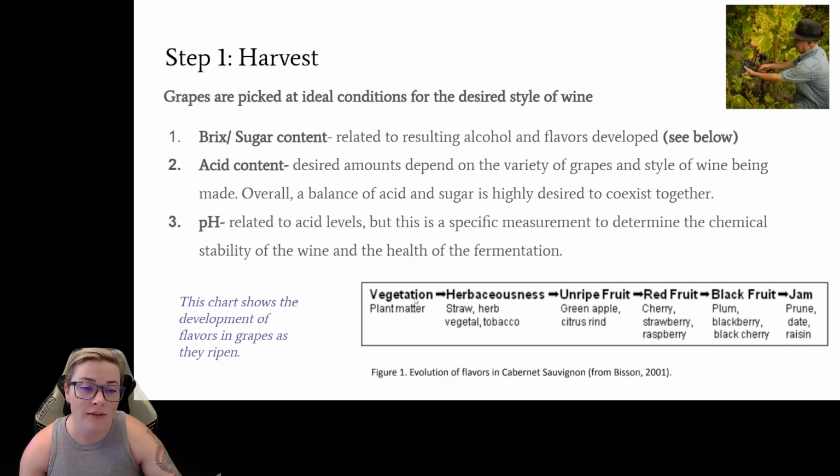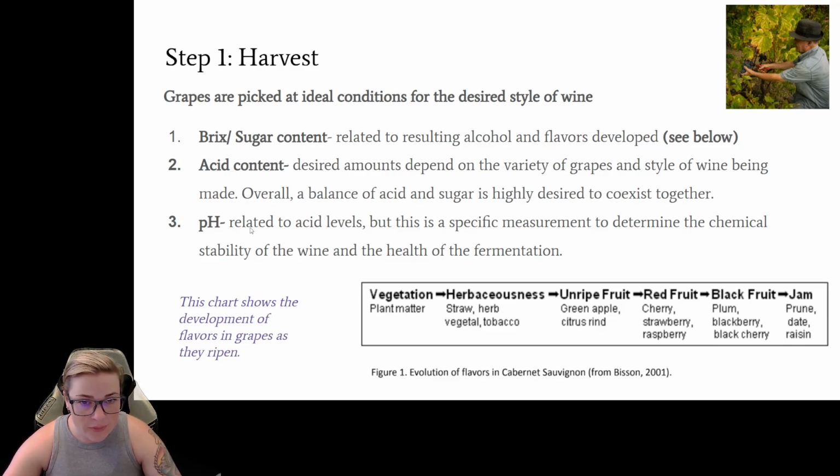Less sugar, less alcohol at the end of your fermentation, right? So that's going to impact your style. Acid content is very important, right? So the desired amount depends on the variety. It's an indication of ripeness as well. If you have really, really high acid, your grape might be having a hard time ripening, right? So you would see high acid and low sugar if that was the situation, right?